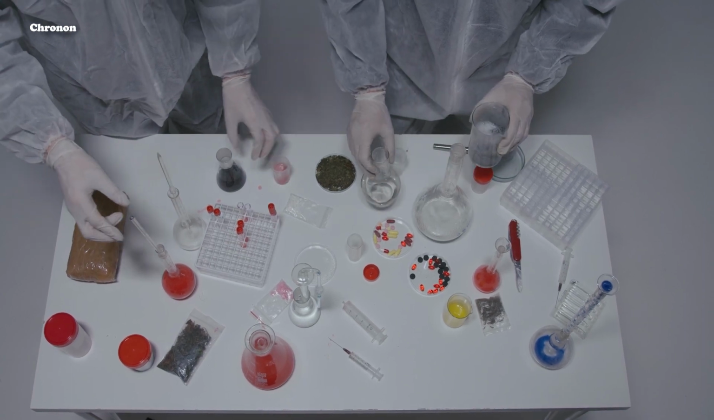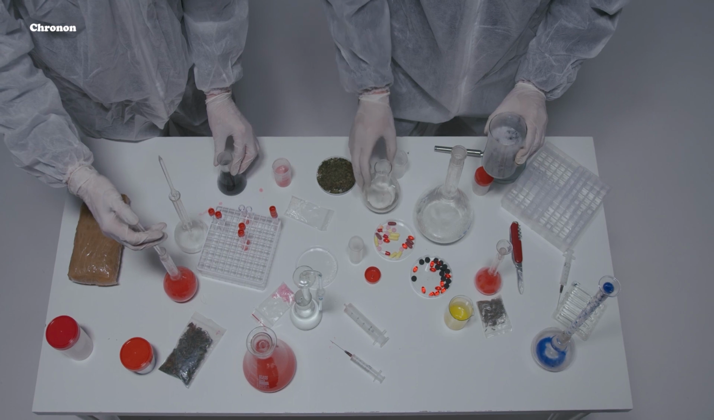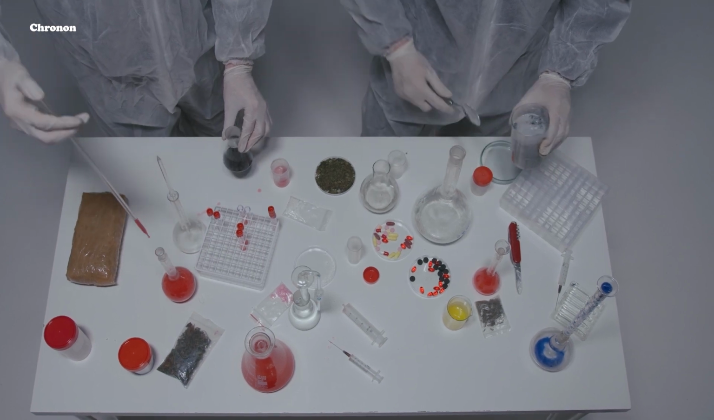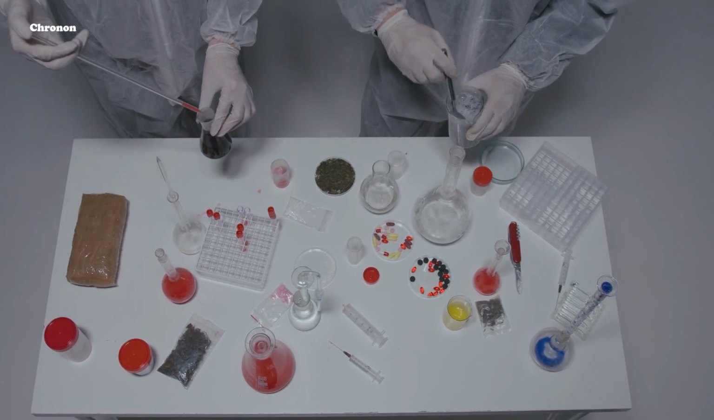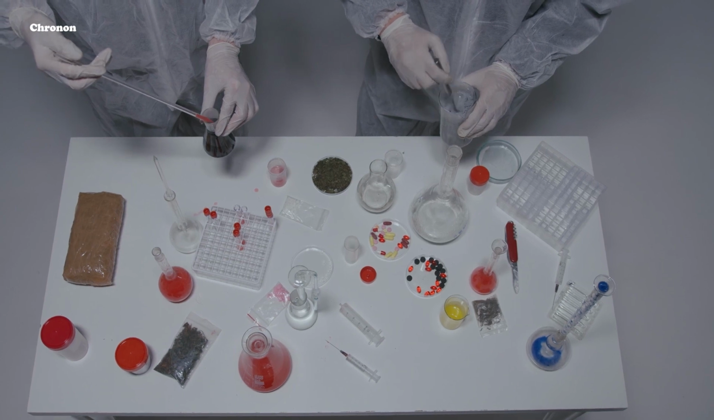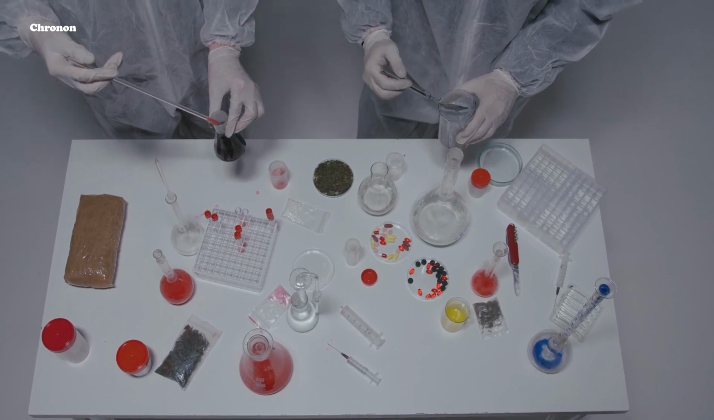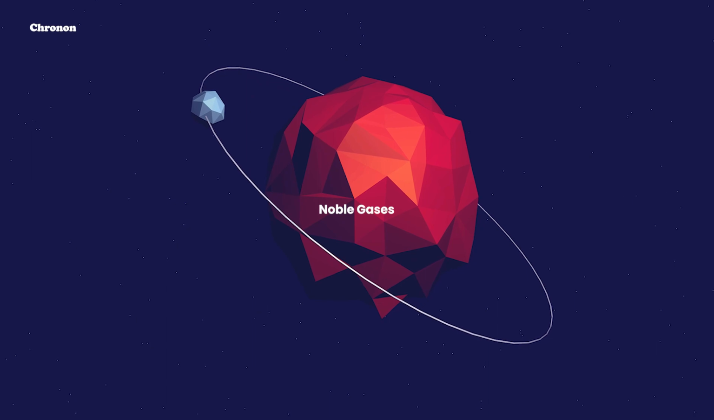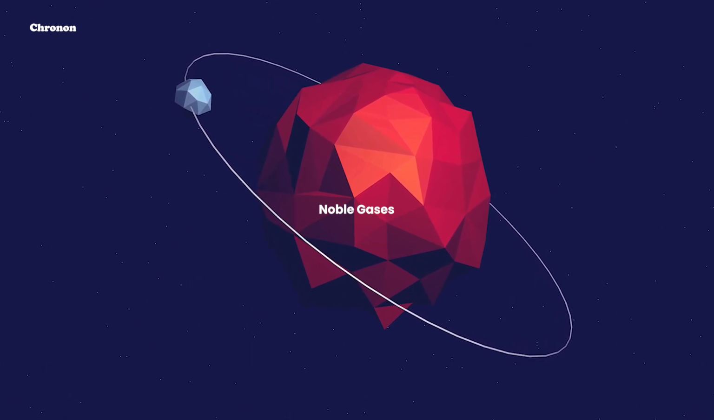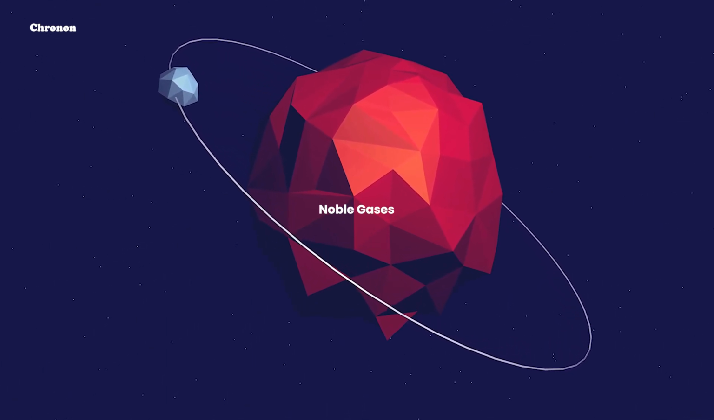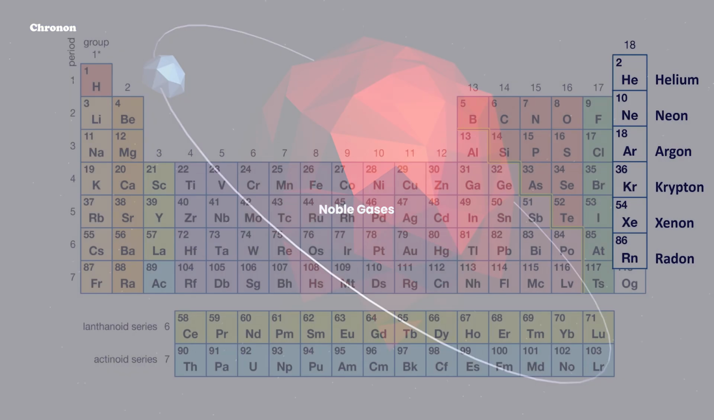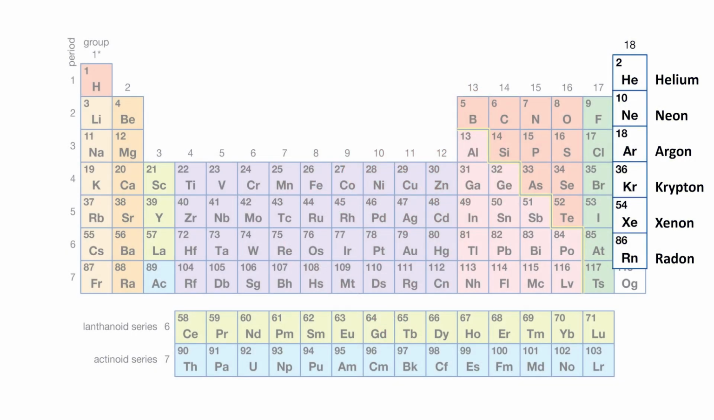Nonmetals can be broadly categorized into several groups based on their properties and location on the periodic table. Here are the main types of nonmetals. Noble gases. Noble gases are a group of nonmetals located in group 18 of the periodic table. They include helium, neon, argon, krypton, xenon, and radon.